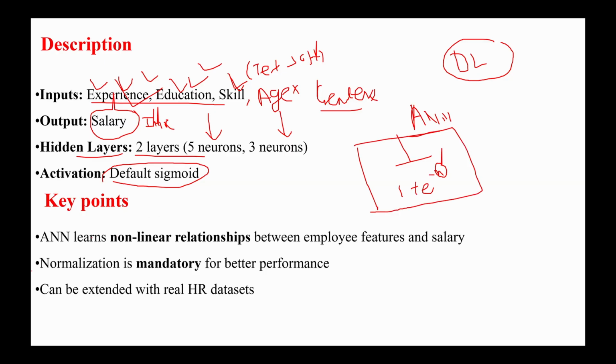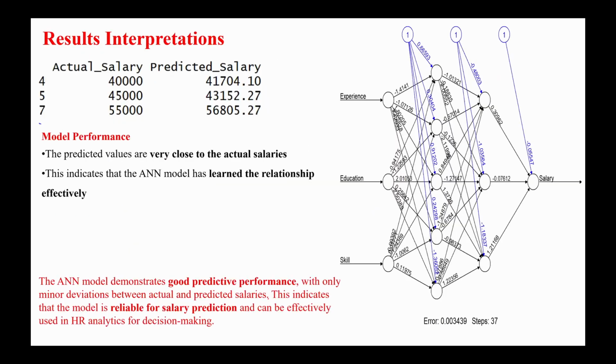So what are the key points here? Here is a nonlinear relationship between employee features and the salary, and normalization is mandatory. You have to find out about the better performance of the result, and it can be extended with a real HR data set. So a real HR data set may be the key point here. Now coming to the result and interpretation.